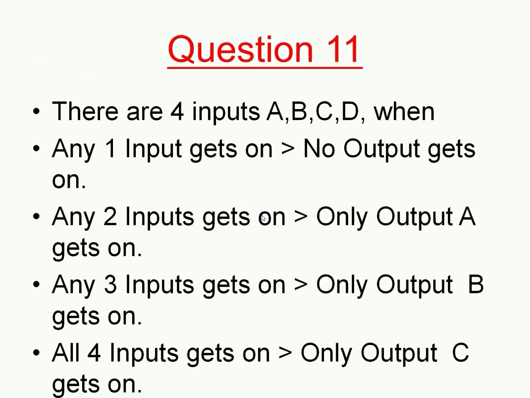There are 4 inputs A, B, C, D. When any one input gets on, no output gets on. Any 2 inputs get on, only output A gets on. Any 3 inputs get on, only output B gets on. All 4 inputs get on, only output C gets on. So this is our question number 11. So let's go for the solution. I hope you have tried a lot, and let's see the answer.